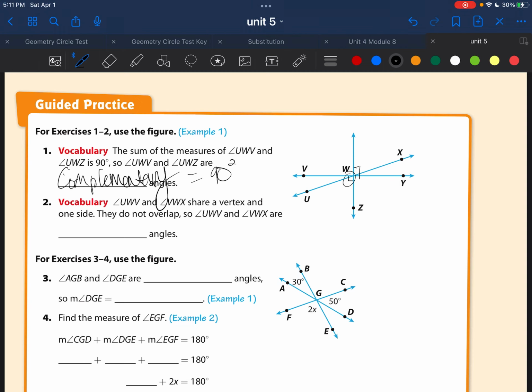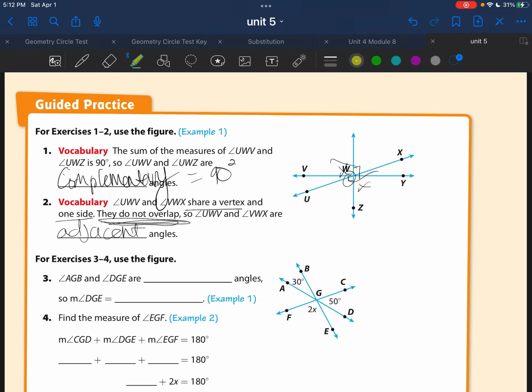And so the other one, it says if they share a vertex and one side, those guys do not overlap. So it wants to know if this side is X, what's that side? So it wants to know the opposites, which are adjacent. That's all that means. Okay. All right.